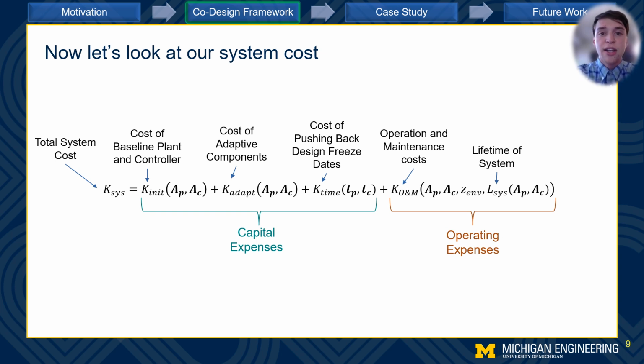We also need to define the total lifetime cost of our system in terms of our adaptability sets and freeze states. The total system cost is the sum of the costs of our baseline plant and controller, adaptive components, delaying freeze states, and lifetime operation and maintenance expenses.